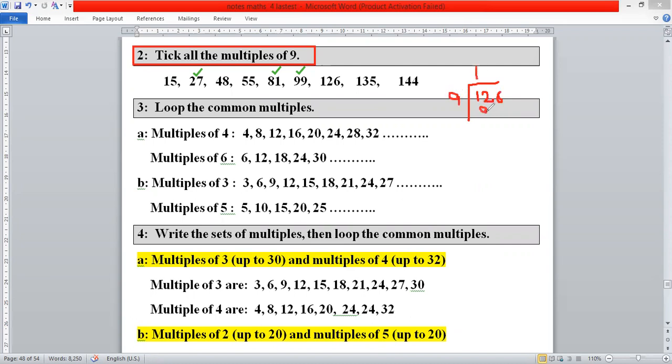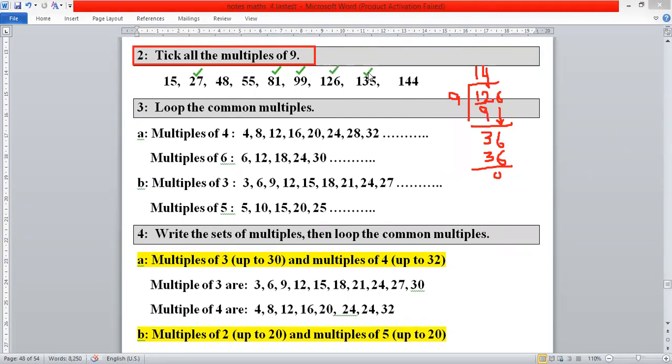9 ones are 9. First we divide 12 by 9. So 12 minus 9, the remainder is 3. Shift this 6 down, we get 36. 9 fours are 36. So remainder is 0. After division, when you get 0 remainder, it means that number is divisible by the given number. It means 126 is a multiple of 9. So we will tick this number as well.